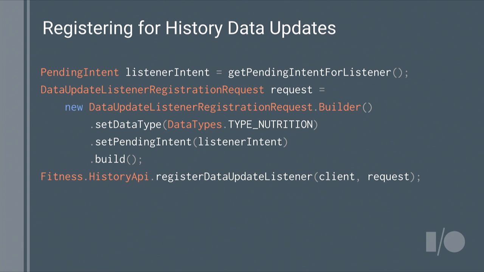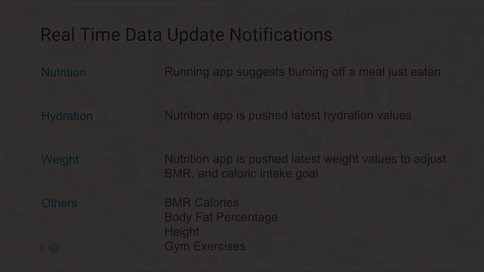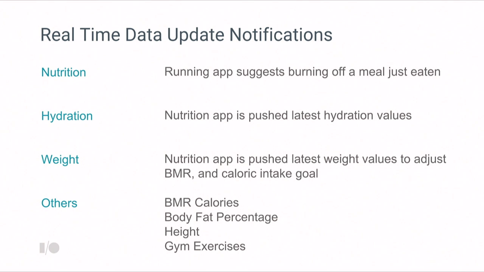And of course, you can register for updates to all different kinds of data types. For example, if I want to be notified every time the user steps on their scale and logs a new weight, I can do that with type weight. And here are actually all of the data types that support real-time updates. Pretty much anything that isn't updated super frequently.